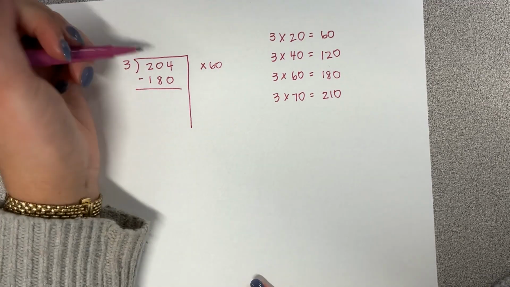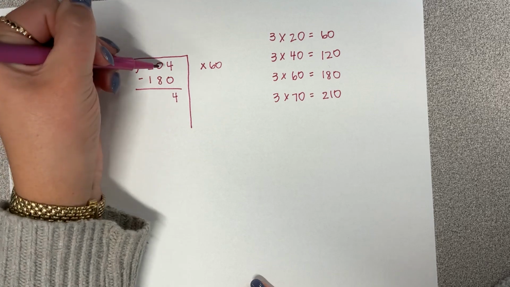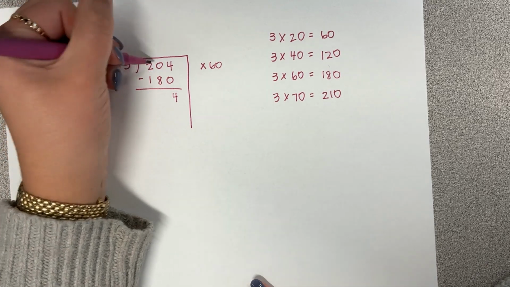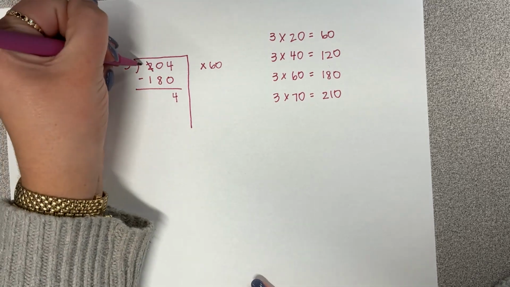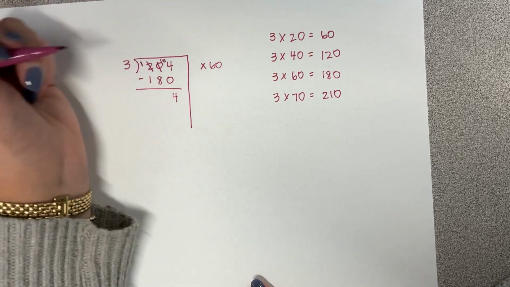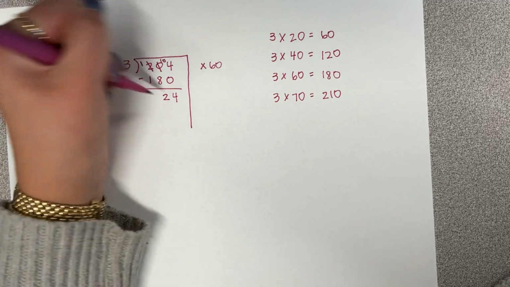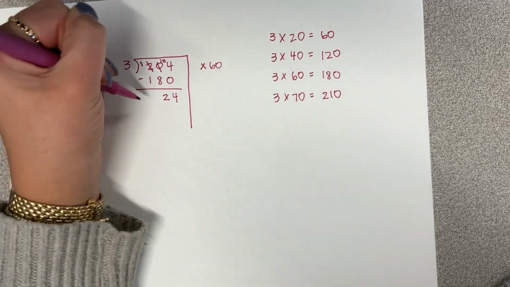I'm going to start on the right side always. I'm going to do 4 minus 0, and I'm going to get 4. I can't do 0 minus 8, so I need to go to my neighbor. My neighbor is going to give me 1, so they're going to become a 1, and I'm going to become a 10. Now that I have enough, I can do 10 minus 8, and I get 2, and we know that 1 minus 1 is 0.